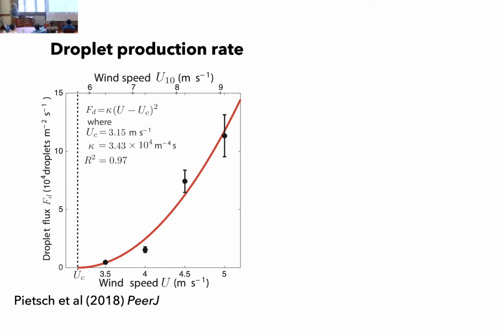This is the droplet flux. So basically, the number of droplets per meter squared per second, it was increasing quadratically. So the red curve is a quadratic fit, and it gives a critical velocity of around 3 meters per second for the wind, below which we didn't have any droplets being produced.